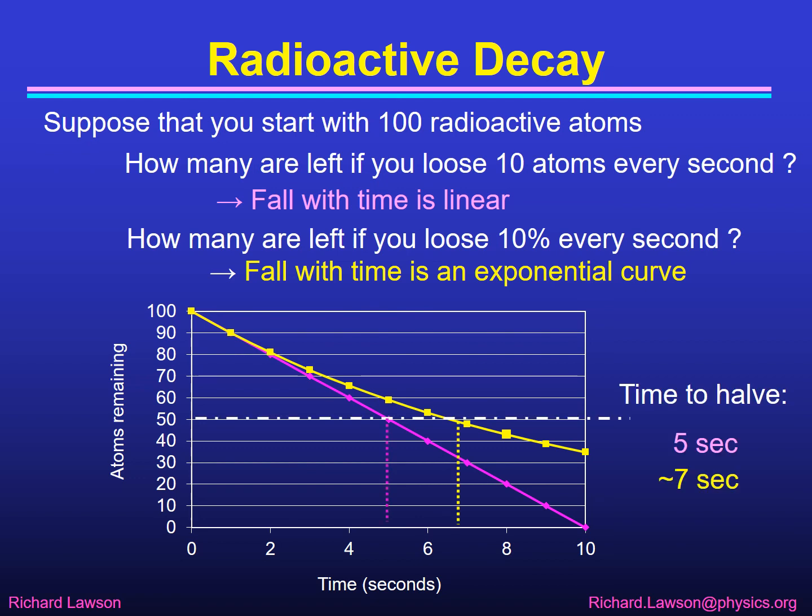In fact, we can talk about the time it takes to halve. If it had been the linear fall, the purple line would have fallen to half after 5 seconds, but the exponential yellow curve here takes longer. It takes 7 seconds to halve.